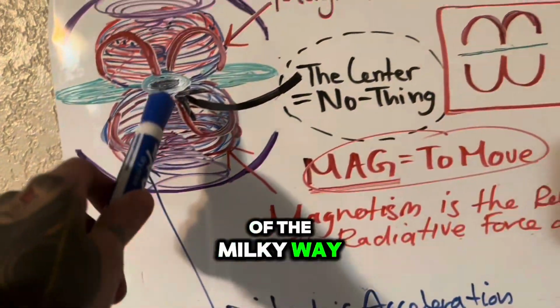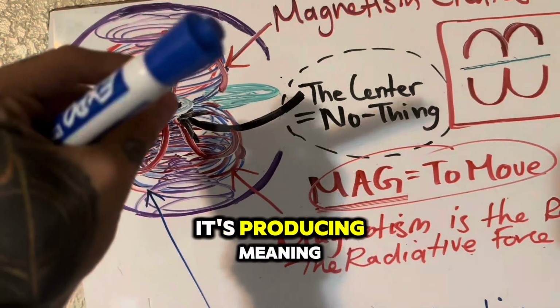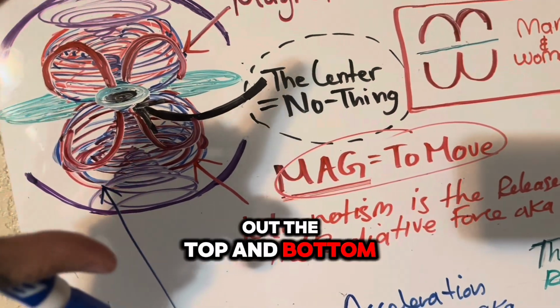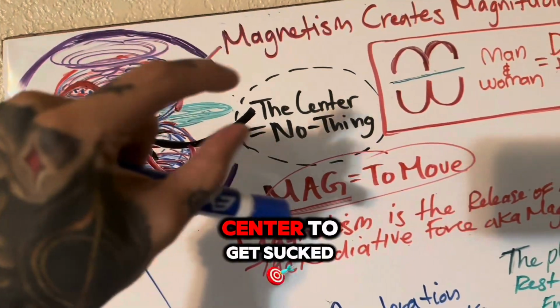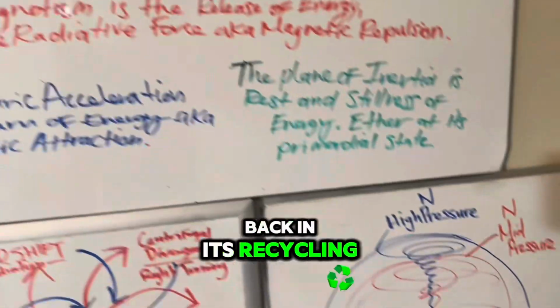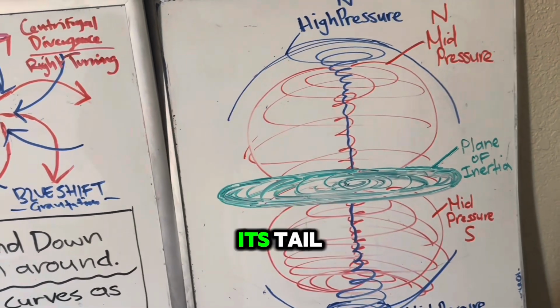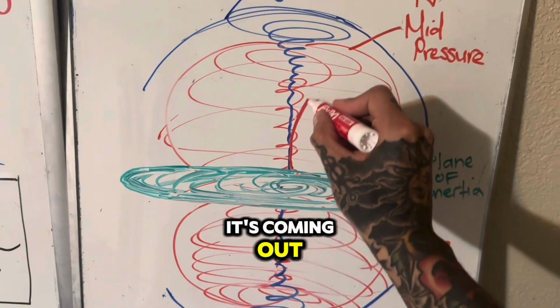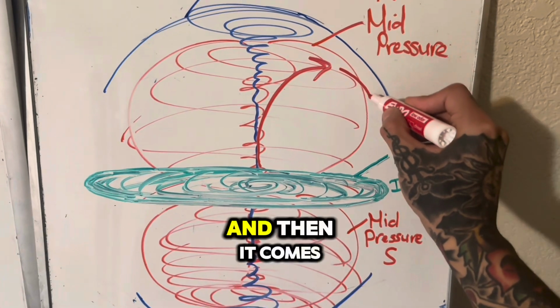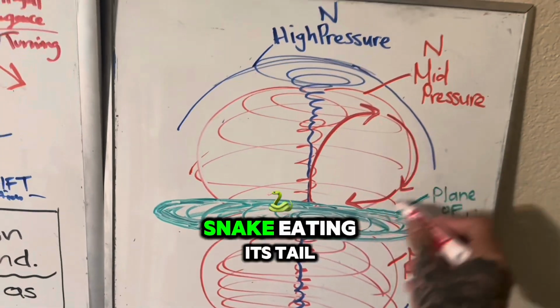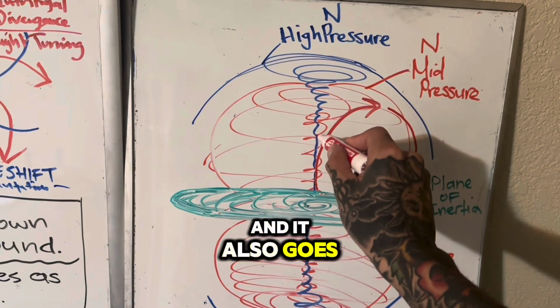So at the center of the Milky Way, there's a black hole. It's producing, meaning it's shooting out millions of tons of hydrogen out the top and bottom, and that energy goes back to the center to get sucked back in. It's recycling. It's called the generation and regeneration of matter. It's basically the snake eating its tail. It's coming out, and then it comes back in. This is the Ouroboros snake eating its tail, and it also goes like this.